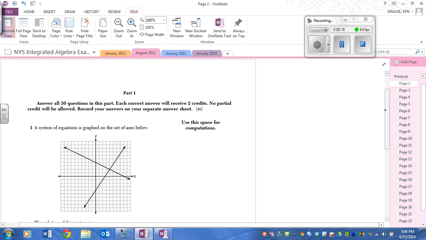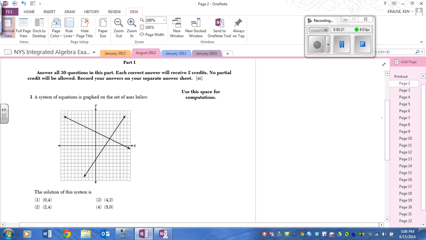Alrighty, here we go. My system equations graph with solution sets. Solution sets, remember, is where they cross each other. Remember, we're going to do X number first, which is 1, 2, 3, 4, and up to. So positive 4, 2. Nobody should have missed that one.